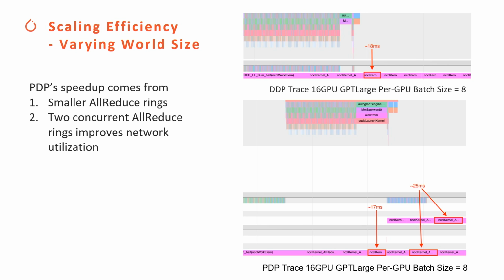And second, as the two all-reduce rings span two disjoint sets of GPUs, they can run concurrently in an overlapped fashion to further bump up the network utilization. From the figure, we see that each all-reduce takes 25 milliseconds to finish instead of 18 milliseconds times 2, which is 36 milliseconds. So these two together help to speed up PDP.